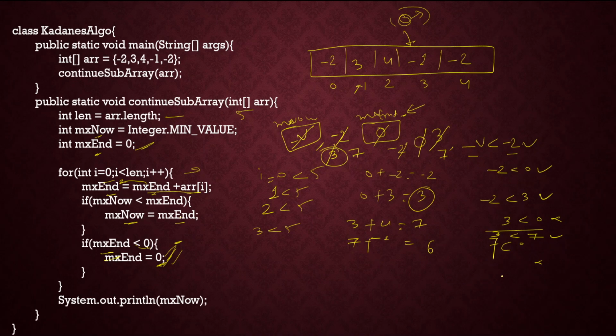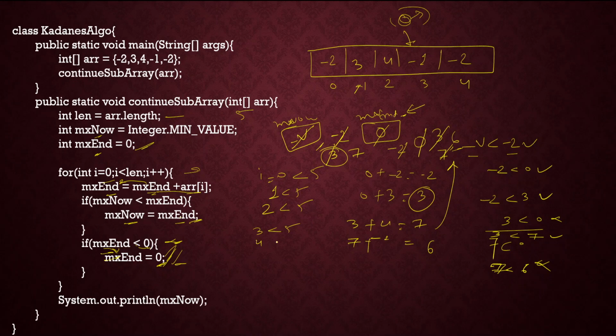Now what do I have to check? max_now, what is it? 7 is less than 6, because max_end is 6 now, because I have not placed this value. Now I have placed this value over here. So 7 is less than 6? False. It will be skipped. 6 is less than 0? False. It will not come over here.